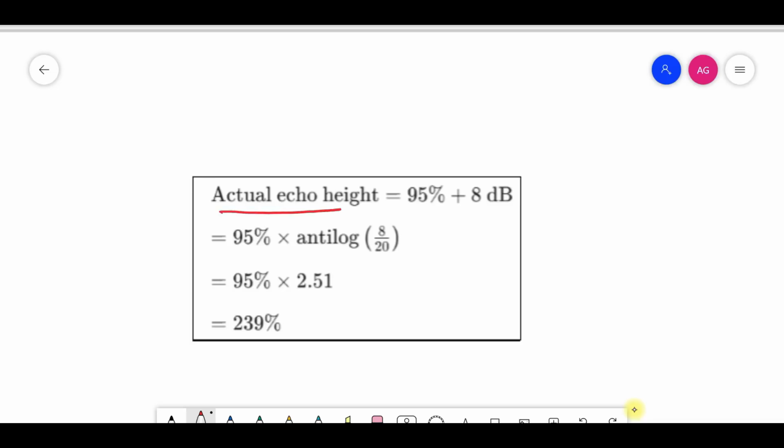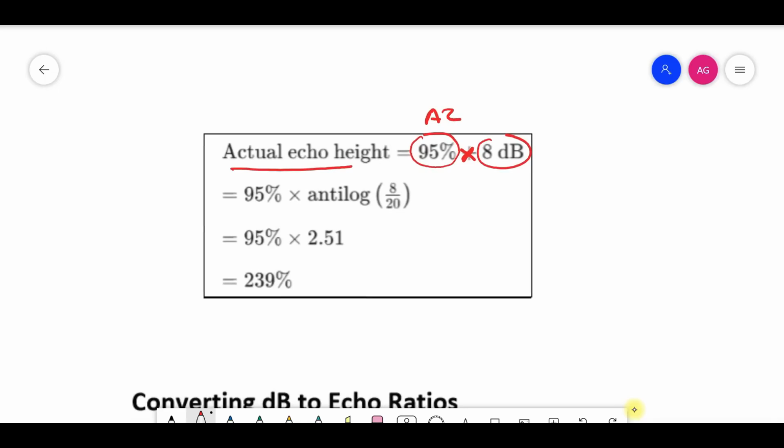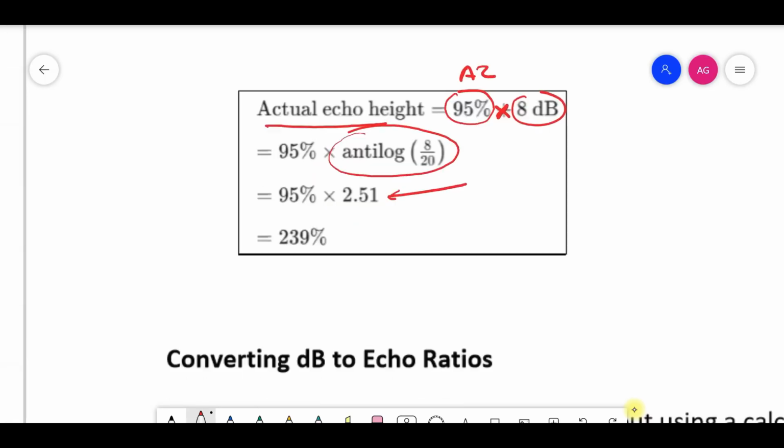Nothing else. The actual echo height equals 90%. It will come here at 8 dB. Okay, so you have got 90%. The value of A2 is 90% and you have reduced it by 8 dB. So in this way you will take antilog: 95% asterisk antilog of 8 slash 20. The value of antilog 8 slash 20 will be 2.51. So the actual echo height of A1 was 95 asterisk 2.51 equals 239%.